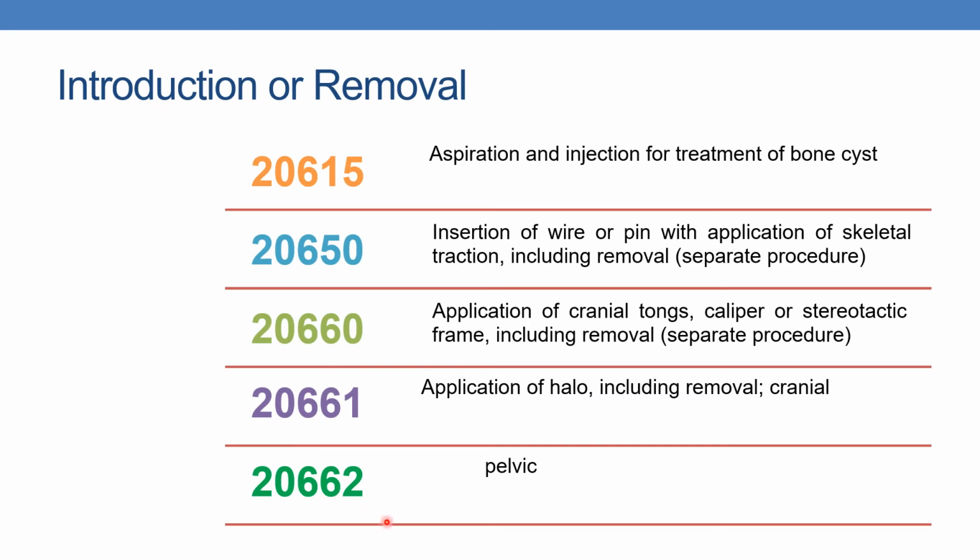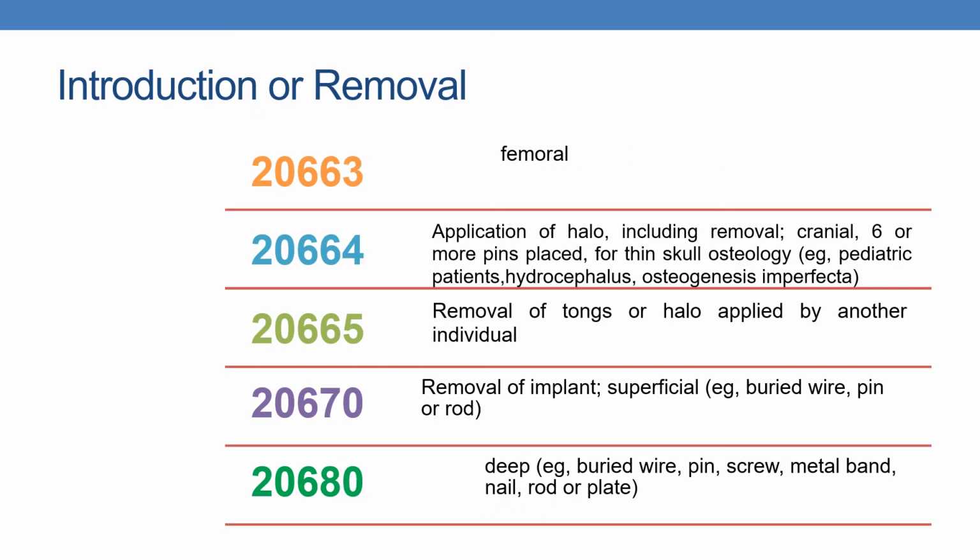The next is 20662. Application of halo including removal pelvic. The next is 20663, which involves application of halo including removal femoral. The next is 20664, application of halo including removal cranial, 6 or more pins placed for thin skull osteology for pediatric patients and hydrocephalus and osteogenesis imperfecta.